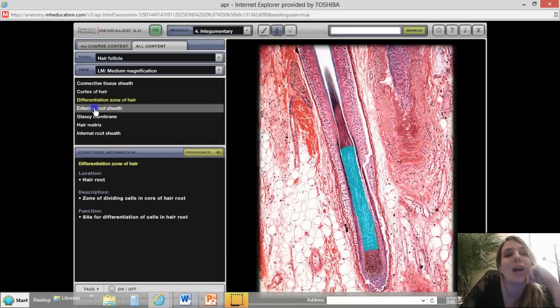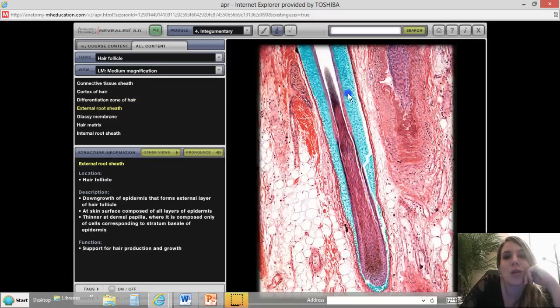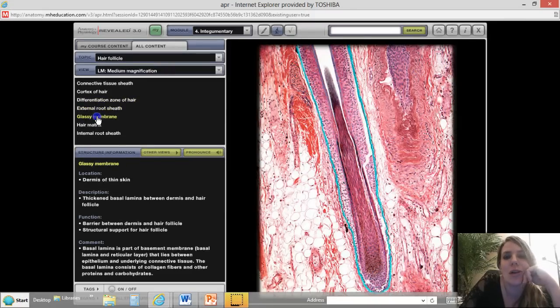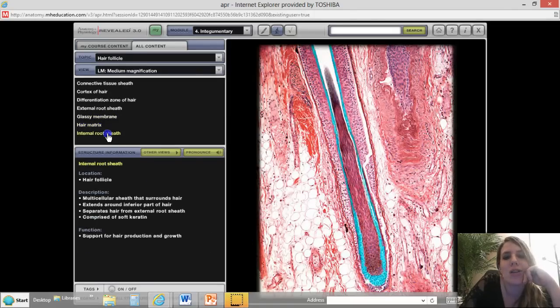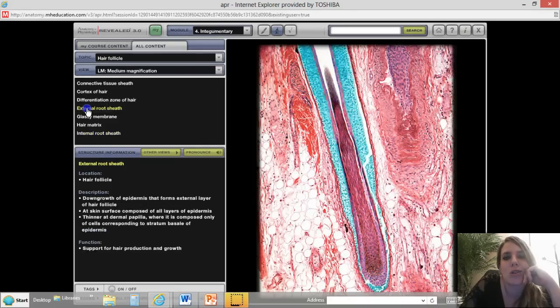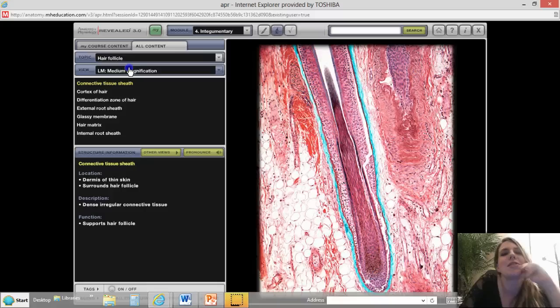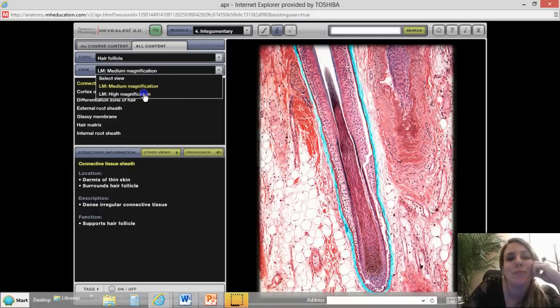Differentiation zone of the hair, external root sheath, so it's the sheath under the connective tissue. Glassy membrane, hair matrix is what we had looked at before, and internal root sheath. Okay, so internal root sheath, external root sheath, connective tissue sheath. So you can see all those. AP Revealed is a good way to practice these things.